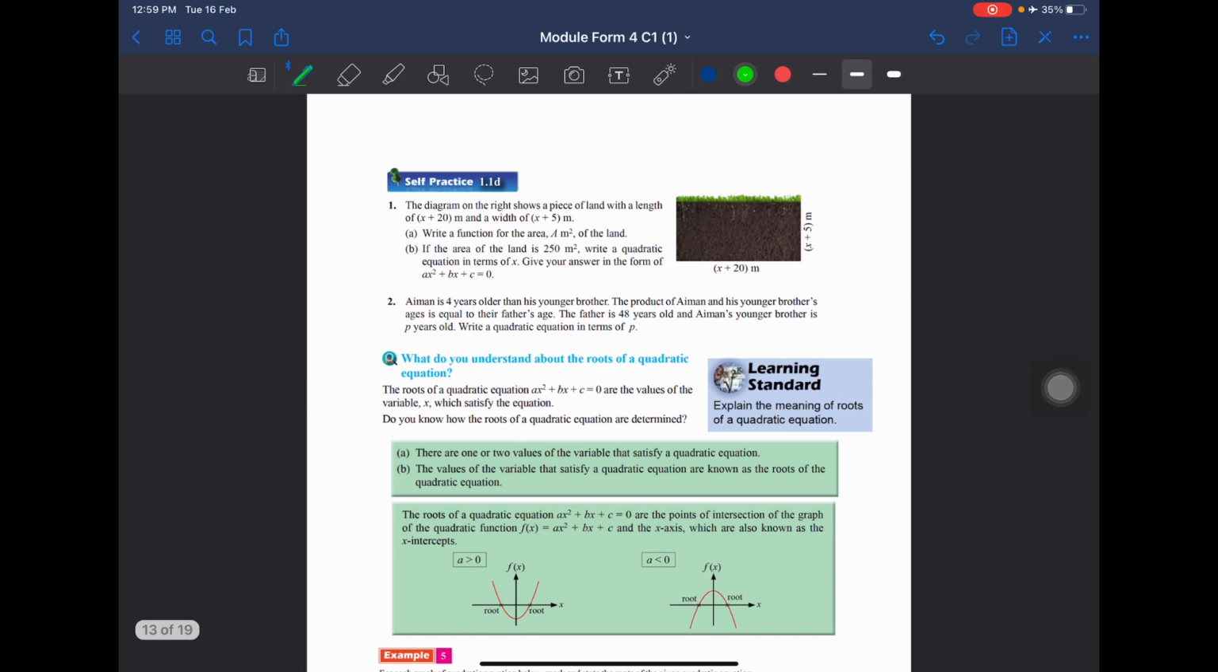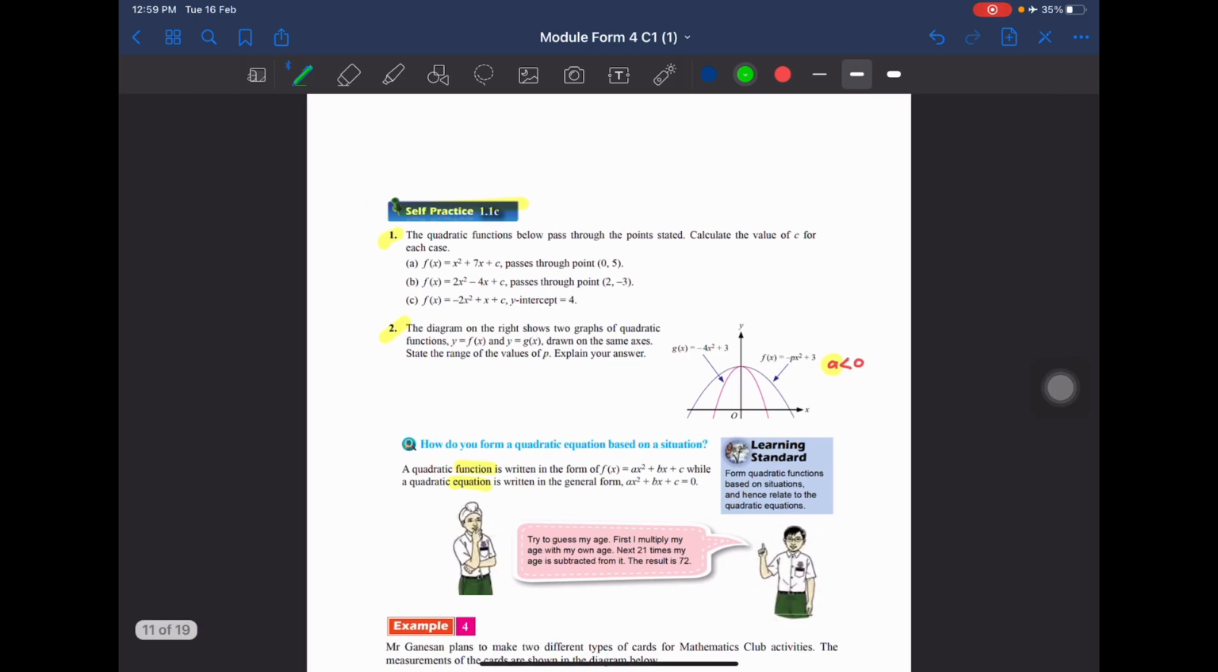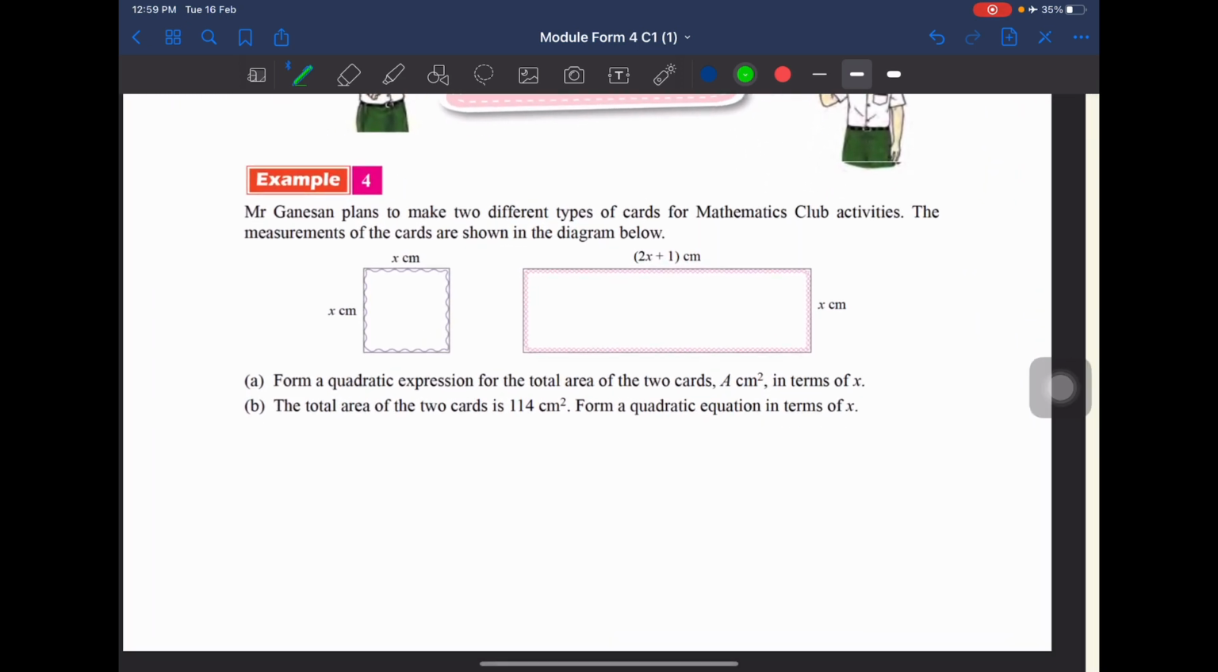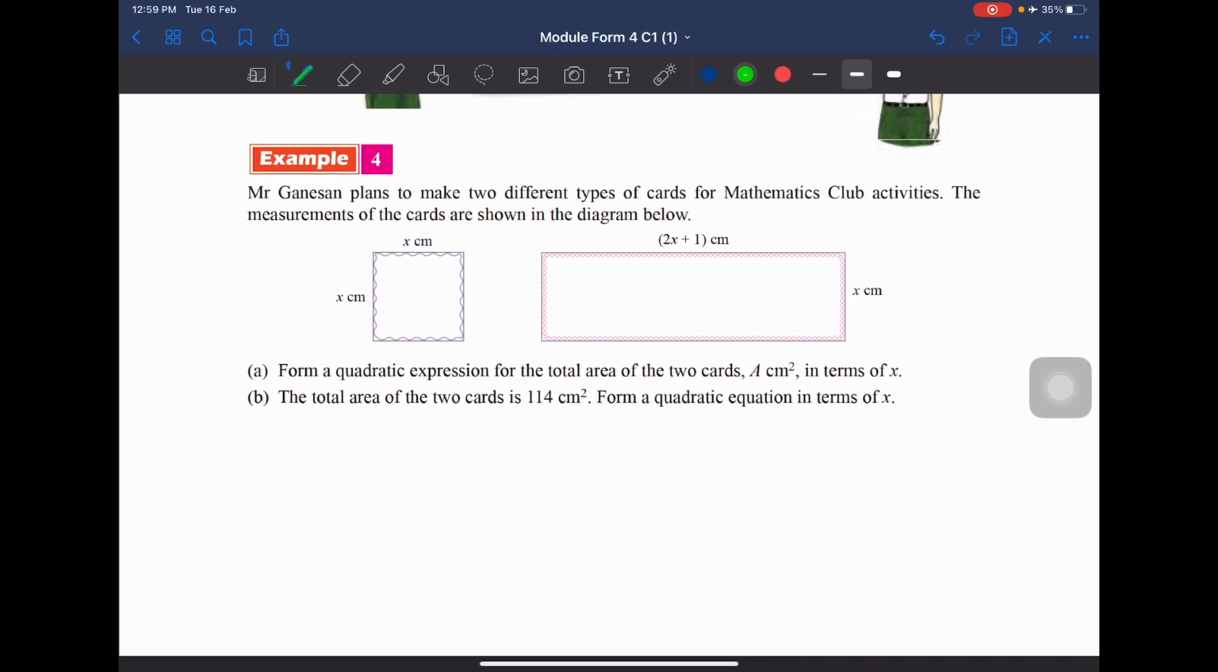Okay, back to our example. Mr. Ganesan plans to make two different type of cards for mathematics club activities. The measurement of the cards are shown in the diagram below. So awak ada dua card, satu adalah square, satu rectangle. So form a quadratic expression for the total area of the two cards in term of x.